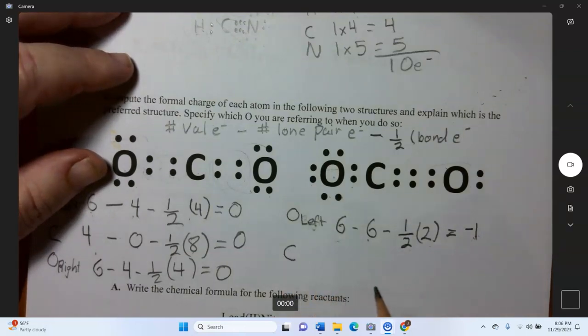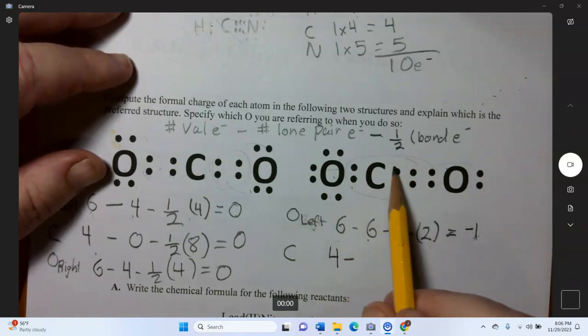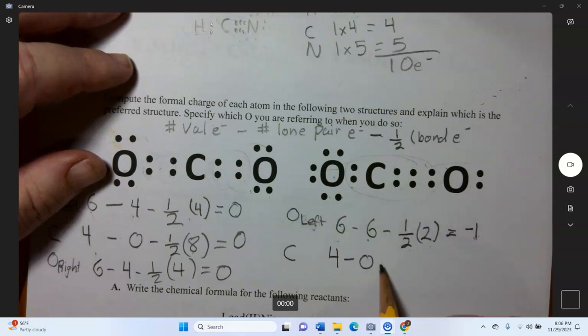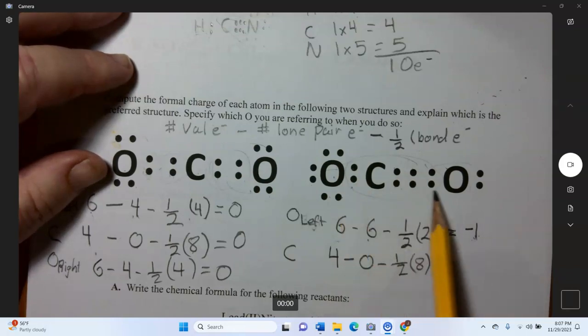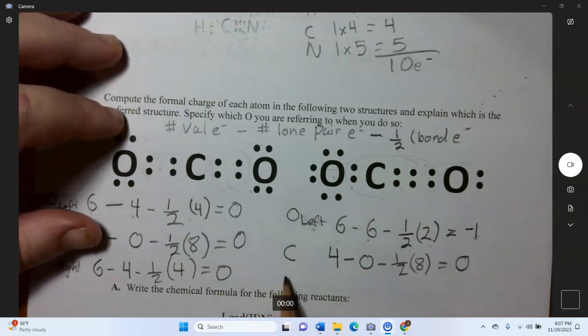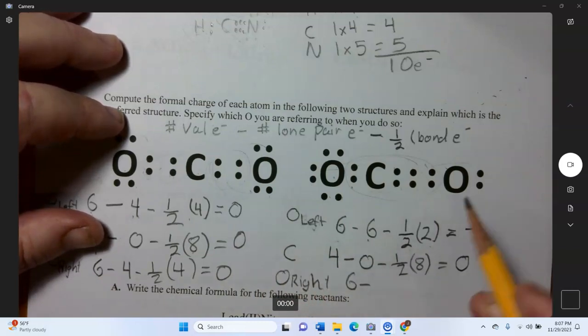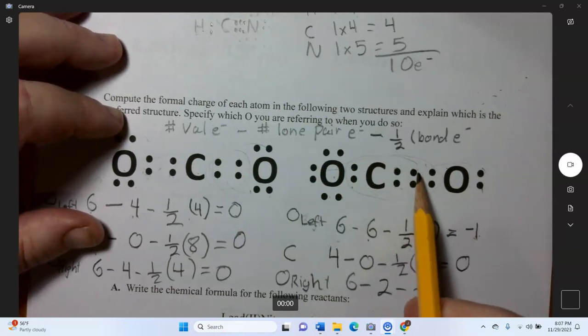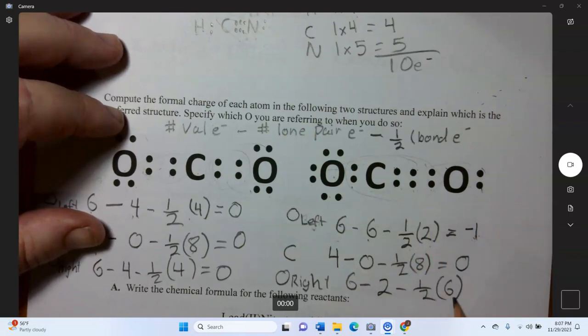Okay, how about carbon? So 4 minus, it again has no lone pairs, and it has 8 bonding electrons total. So half of 8. So again, even though the bonds on carbon look lopsided, it's still okay with that. It's going to be a 0. Now we do the oxygen on the right. 6 minus 2 lone pair right there, minus half of 1, 2, 3, 4, 5, 6. So 6 minus 2 is 4, and half of 6 is 3, so 4 minus 3 is +1.